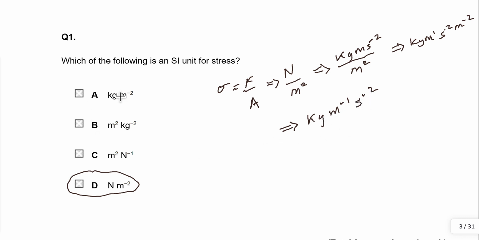That is not an option in any of those. So looking back, glancing at the answers, you see newtons. I can see newton per meter squared. Okay, so the answer is D. Question 2.